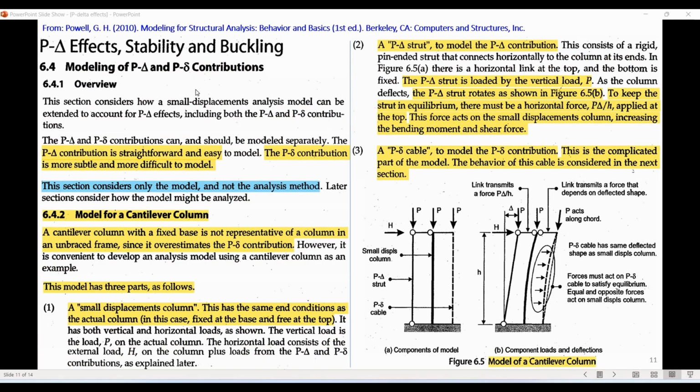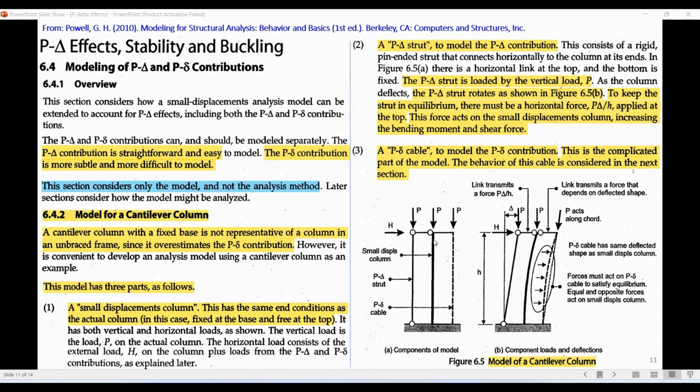And now if we want to talk about the modeling of P big delta and P small delta, we can check this slide here. And please note that this slide shows the model only and not the analysis method. And regarding the P big delta and the P small delta contributions, they can be modeled separately. And the P big delta contribution is straightforward and easy to model, while the P small delta contribution is more difficult. And by checking this model for a cantilever column, it is divided into three parts now.